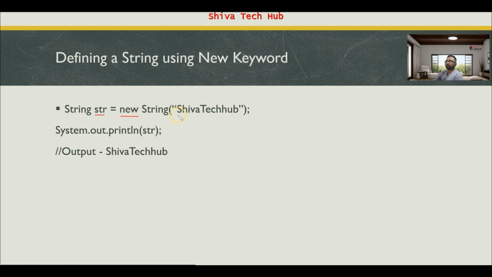So here, using the new object, we are creating a new string and storing the value Shiva Tekab into that particular string variable str. Now, if we try to print it by using System.out.println, whatever you are seeing over here will be printed. So this is the second way of declaring or initializing a string.